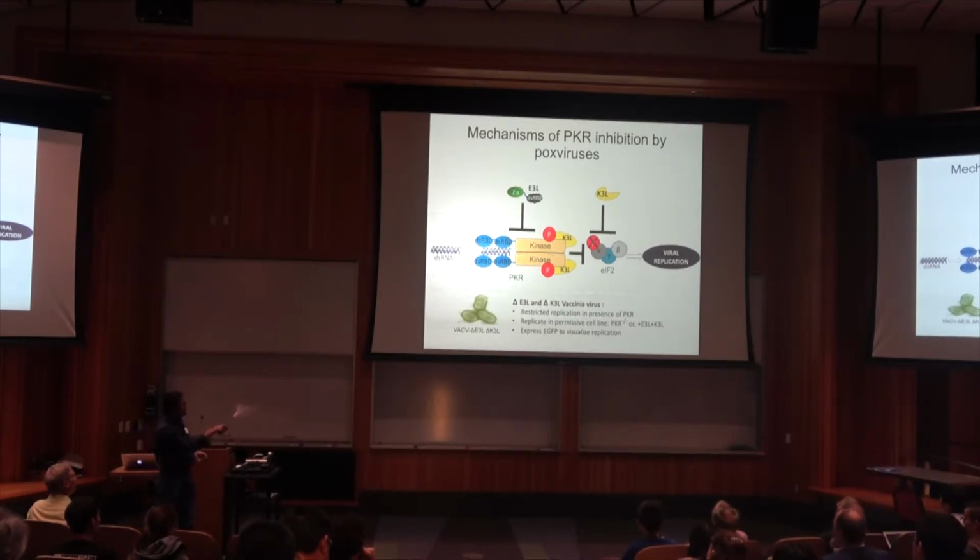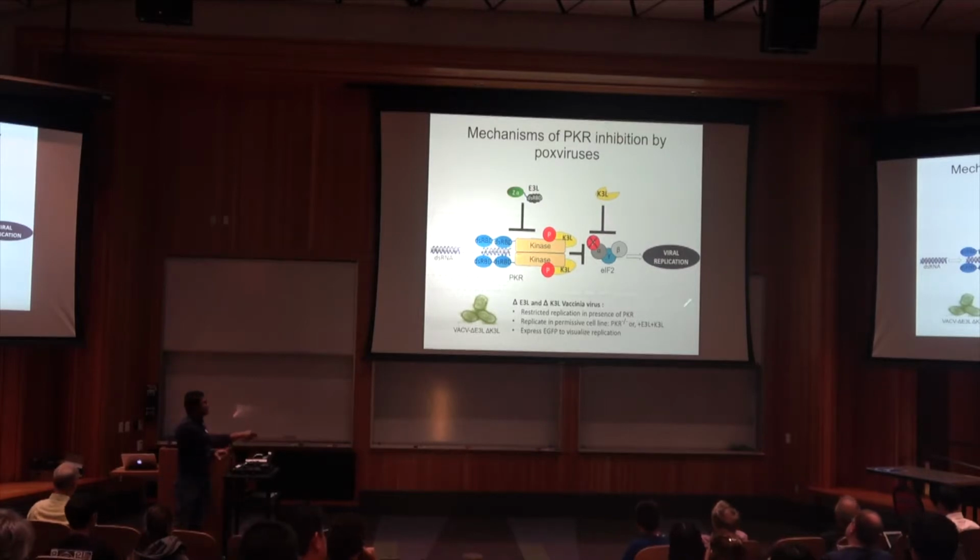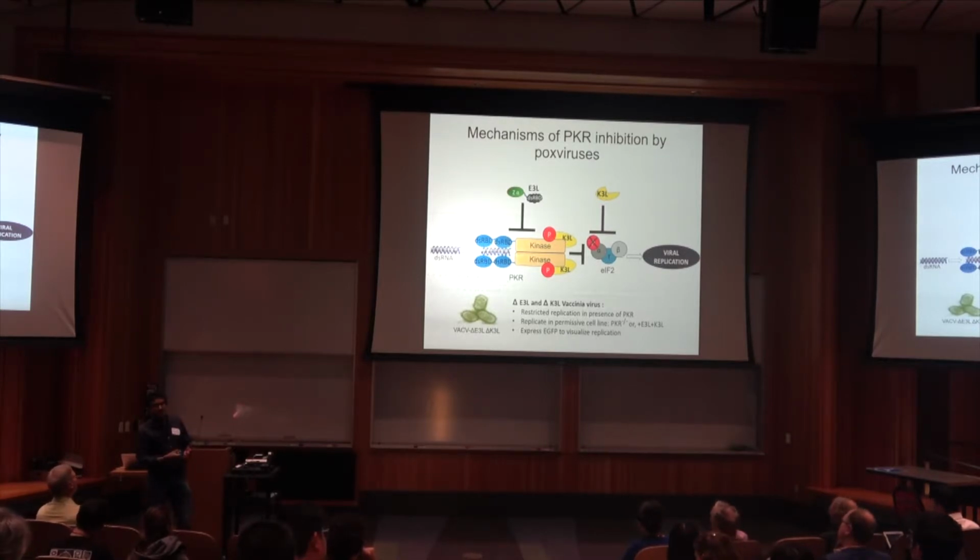So this parental virus cannot replicate in the wild type cells, as they cannot inhibit the PKR, but they can replicate in the permissive cell lines, the cell lines that have the PKR knocked out or stably express E3L or K3L. And for our experimental design, we want to detect if this parental virus can acquire E3L to replicate in the wild type cells.